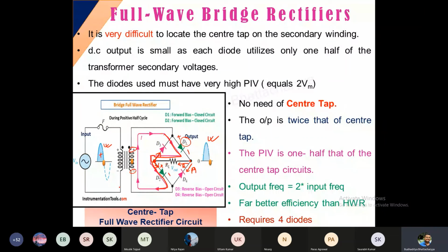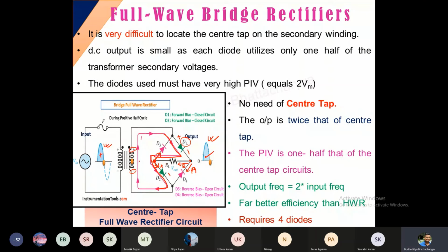Is it clear with this? How the flow is working? First, this is a supply. This is plus minus. For the plus supply, D1 and D2 are forward biased and D3 and D4 are reverse biased. So no supply, no connection here, but the full supply voltage is across D1 and D2. So we are getting an output, which is the forward biasing rectification process.